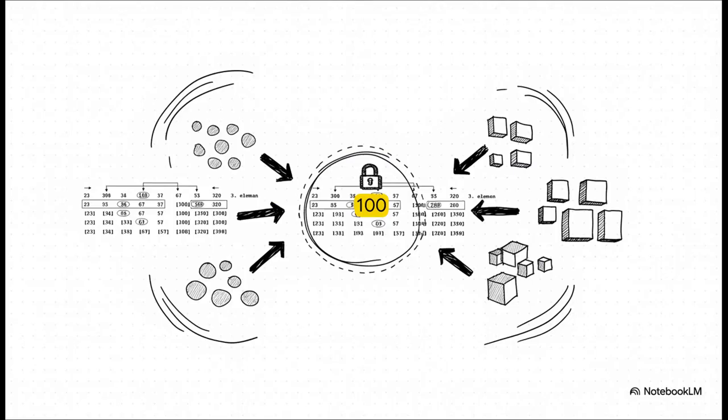Just take a look at this example on screen. The number 100 is chosen as the pivot. The algorithm then just zips through the list, shuffling everything around it. And notice how, after this single partition step, all the numbers to the left are smaller than 100, and all the numbers to the right are larger. And just like that, the pivot, 100, is in its final sorted position. The algorithm then just repeats this same process on the two smaller subarrays on either side.